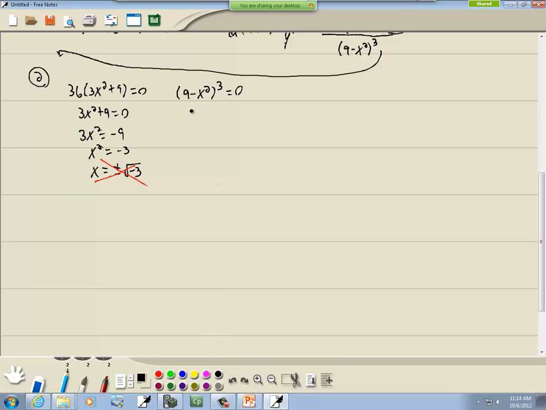Now in this one I can drop the third power, so we've got 9 minus x squared equals 0. Take negative x squared to the right side, becomes a positive x squared. Drop the squared, put a plus or minus square root around the other side, and we get x is equal to plus or minus 3. And those are our critical values.